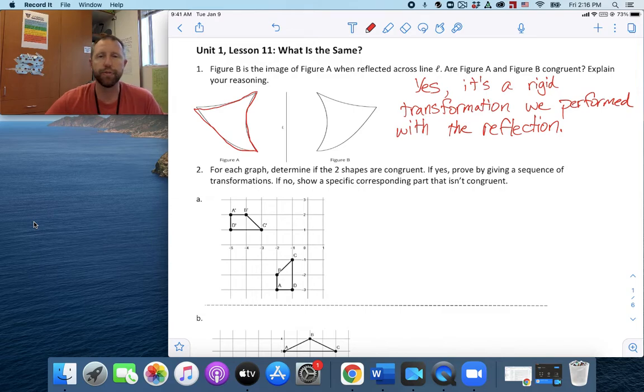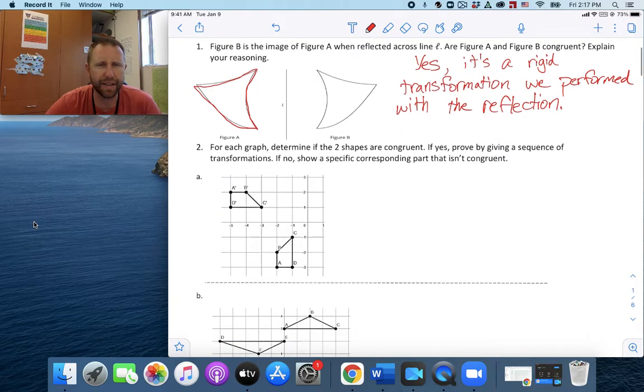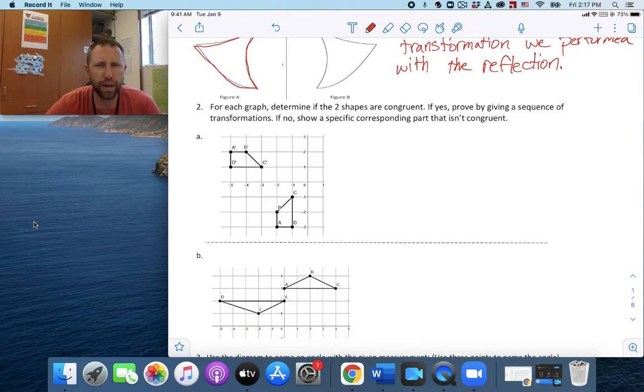All right, for number 2, for each graph, determine if the two shapes are congruent. If yes, prove by giving a sequence of transformations. If no, show a specific corresponding part that isn't congruent. When I look at this, for this first one, I see my original shape down here. Now, how do I know that's my original shape? Because it doesn't have the primes, right? So I have this quadrilateral ABCD. Looks like it's a trapezoid.